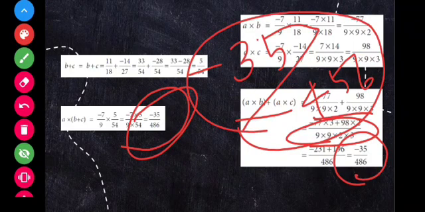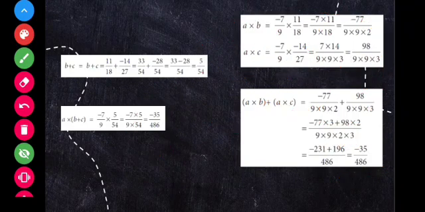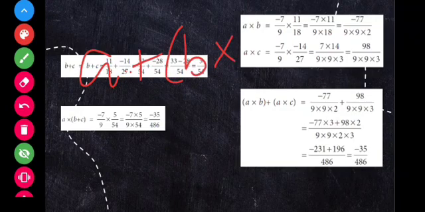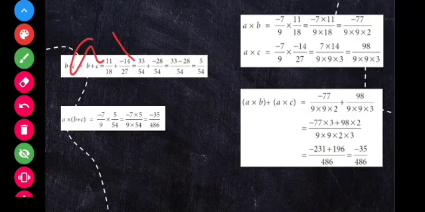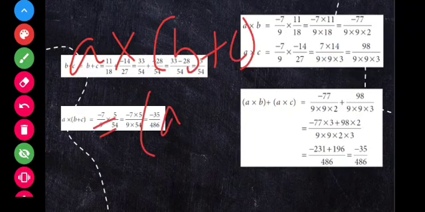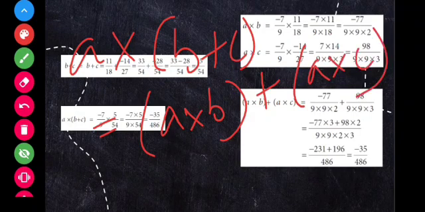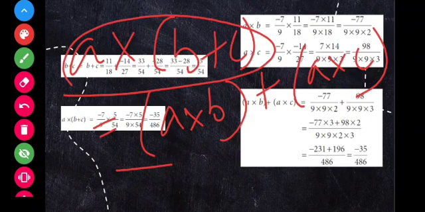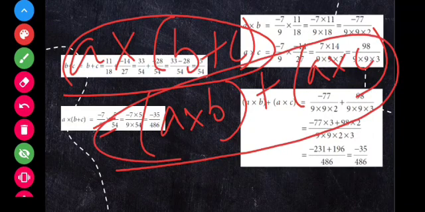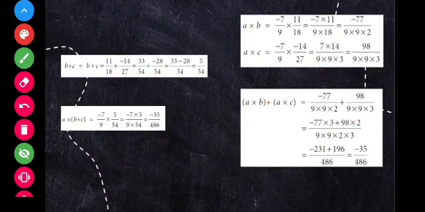Okay, so hence it is proved that A cross B plus C is equal to A cross B plus A cross C. Hence it is proved that rational numbers follow the distributive property, since we have proved that the answers on both sides are equal. Okay, so let's get into the next property.